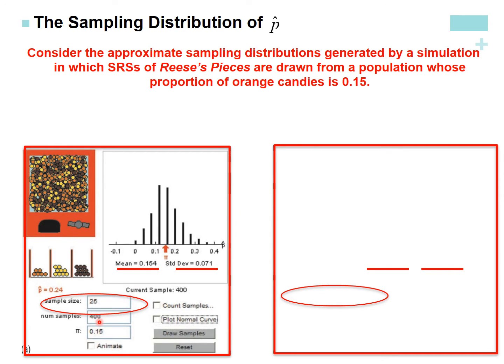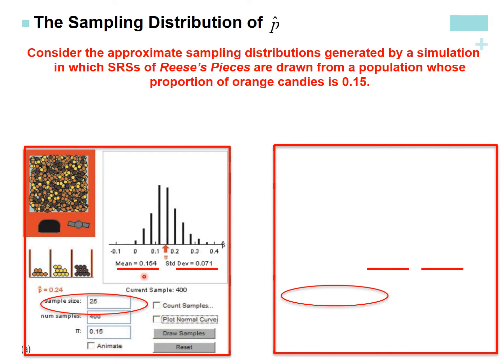I did that 400 times. All right, so 400 times I took a sample of 25, found the p hat, and put that p hat on my graph. Found another sample of 25, found the p hat of orange candies, put that on my graph. Let's just take a look at the distribution when I took sample sizes of 25, found the p hat, and put the p hat, or the proportion of orange candies from a sample of 25, on my graph.